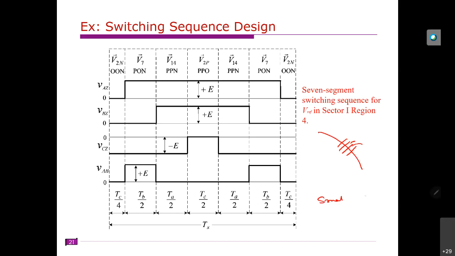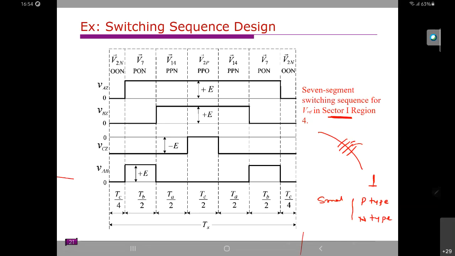So how we formulated that: in one period of time, if you use the p-type small vector, and in some other period of time you use the n-type small vector, then the neutral point voltage can be minimized. So this is the switching sequence for sector 1 in region 4.